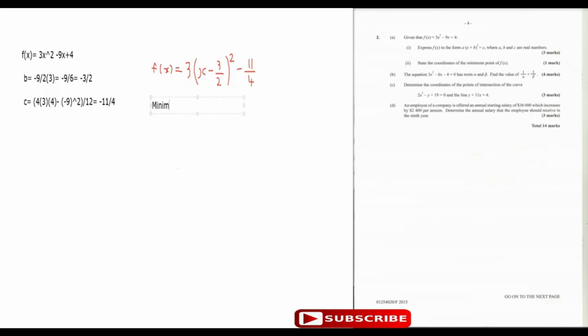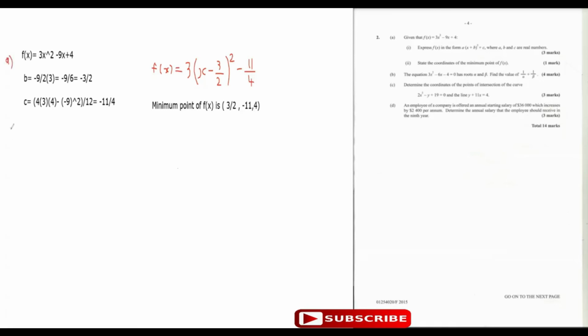So the minimum point of f of x is going to be minus h, which is 3 over 2, comma k, and k is minus 11 over 4. That's going to be the minimum point of f of x. All right, and so this takes care of part A. That's part A. Nice and easy.